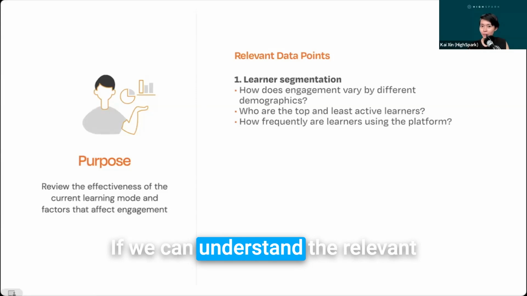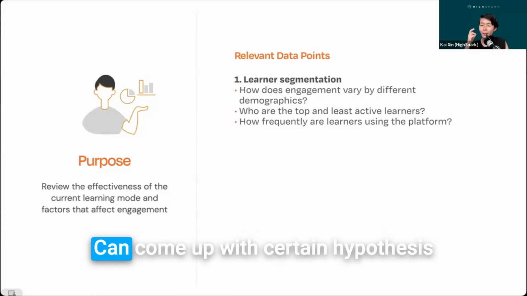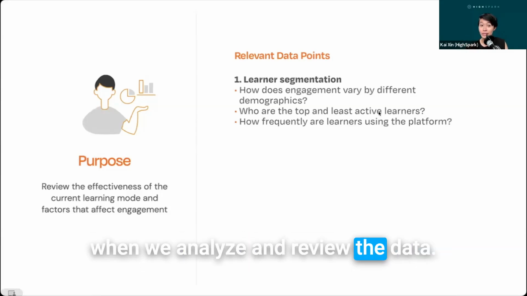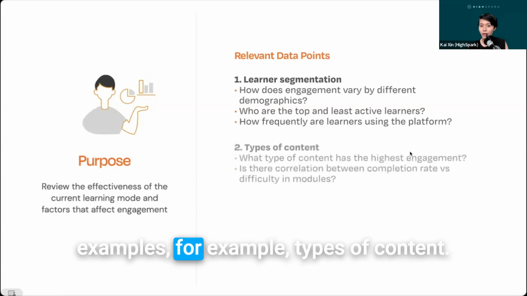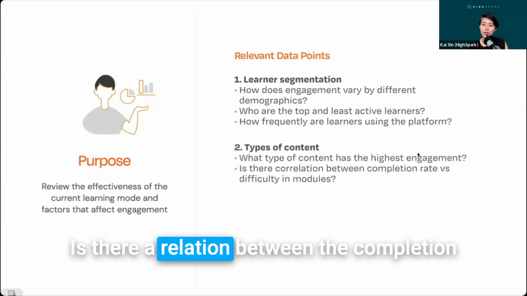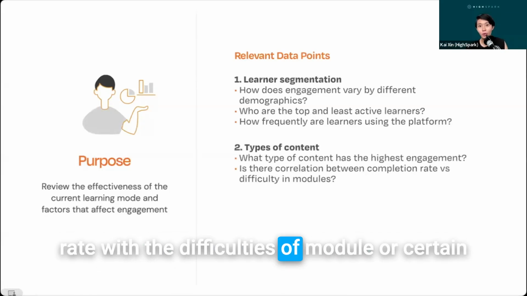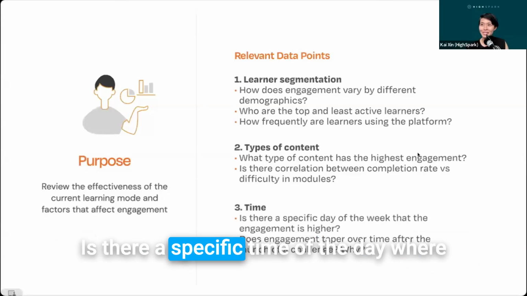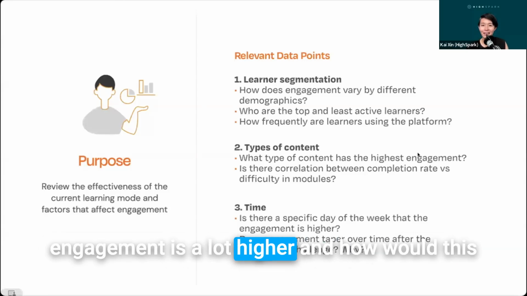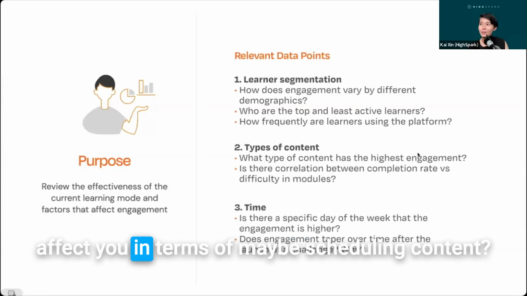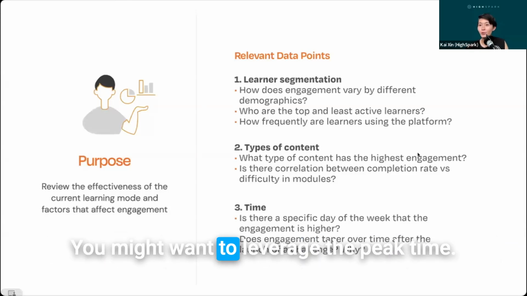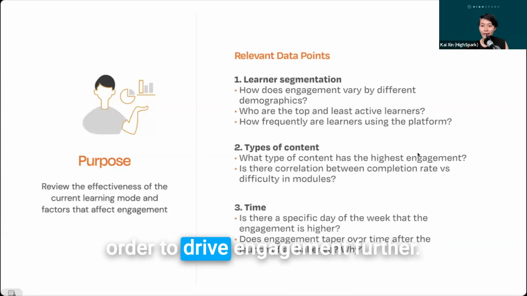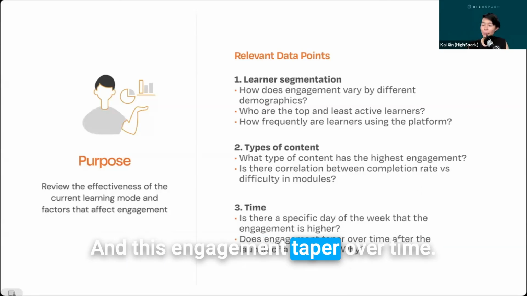If we can understand the relevant data points, we can already come up with certain hypotheses on what to look into or look out for when we analyze and review the data. And then there are some more examples, for example, types of content. Is there a relation between the completion rate and the difficulty of the module, or the relevance of the topic, or the time spent? Is there a specific time of the day where engagement is a lot higher? And how would this affect scheduling content? You might want to leverage the peak learning moments to notify them in order to drive engagement further. And does engagement taper over time?